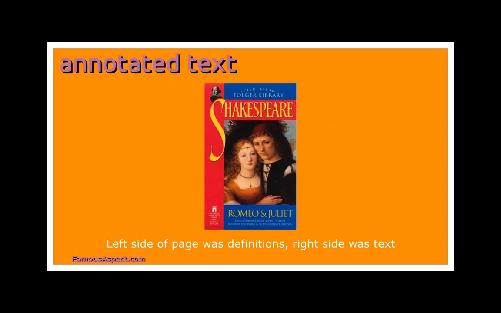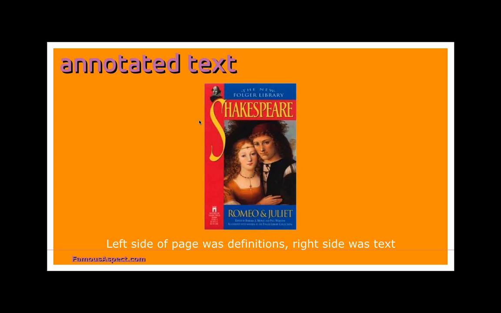So on the right side of the page, you'd get the actual play, and on the left side of the page, you'd get definitions and other cultural information that was relevant for a modern person to actually understand what was going on. And I thought, well, how can we take this idea of annotated text and merge it with the game design document to make this thing more useful?